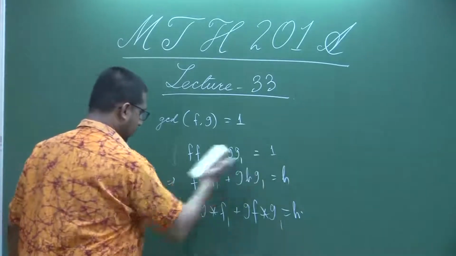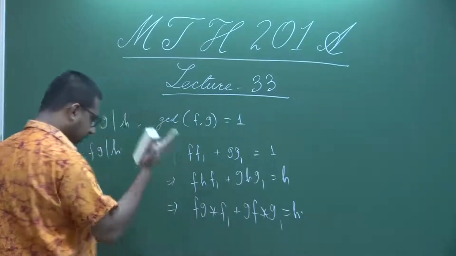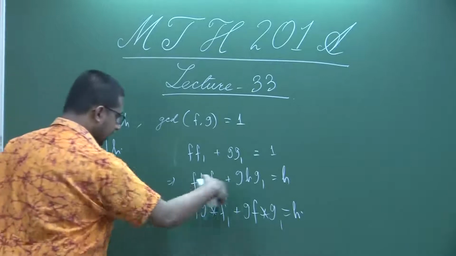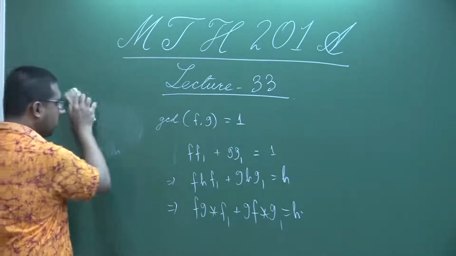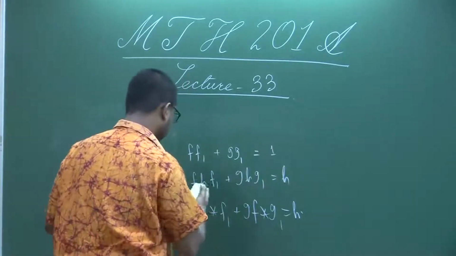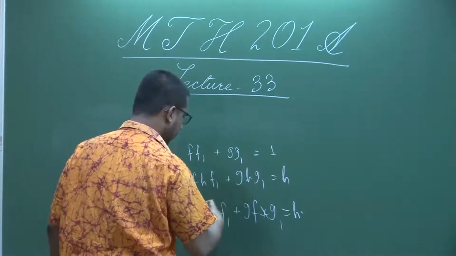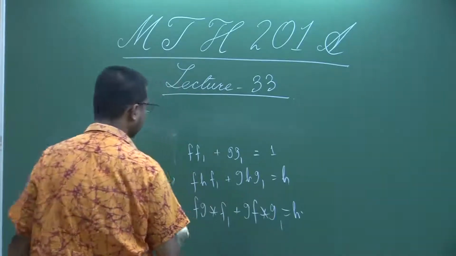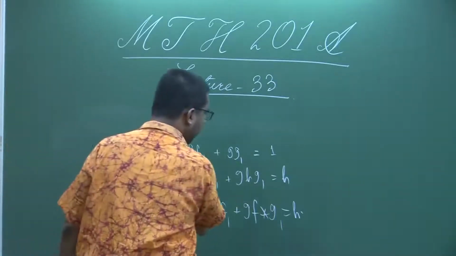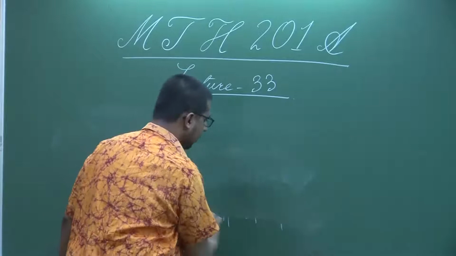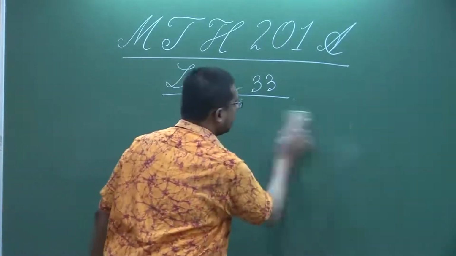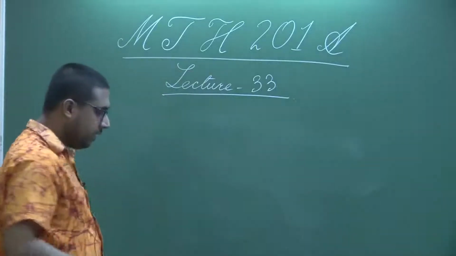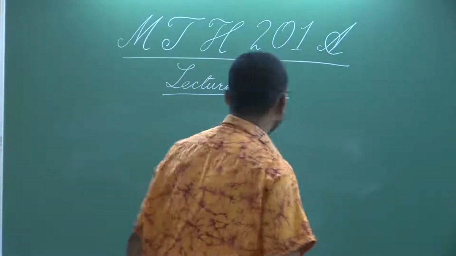I wrote this in the last lecture, but somehow missed noticing that here h can be written as f times something or g times something interchangeably. Anyway, I thought that since I got stuck, it is my duty to do that here. Now, let us come to the main topic of this lecture.